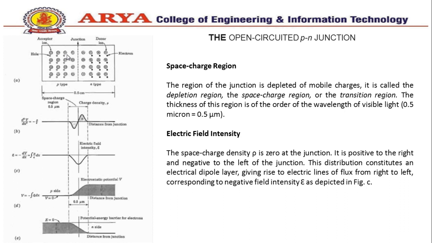Initially there are only p-type carriers to the left of the junction, that is on this side, and only n-type carriers to the right side, meaning the formation of an open circuited junction. In this formed junction, we came to know a very important concept, that is the space charge region. Because there is a density gradient across the junction, holes will initially diffuse to the right across the junction and electrons to the left.